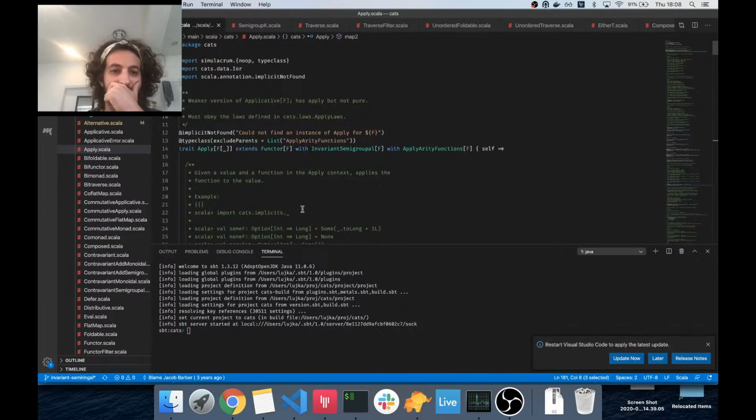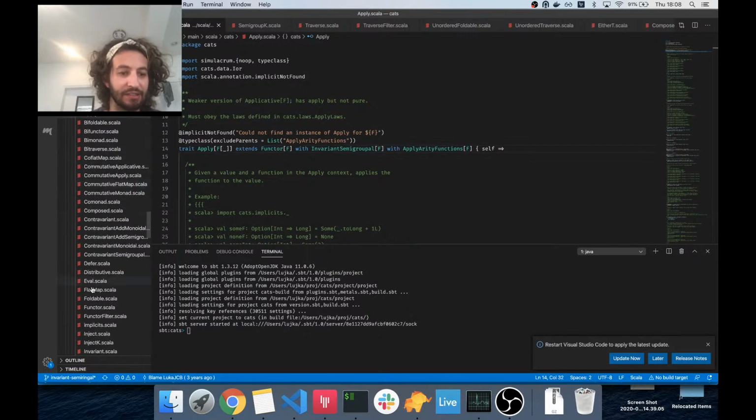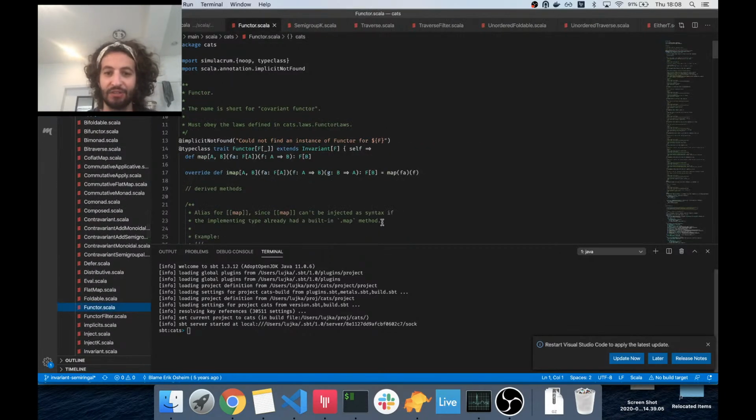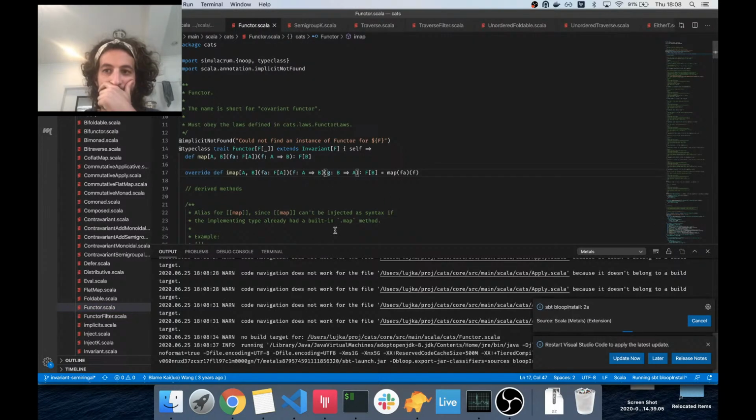Right, and so if you look at apply, it actually extends functor and semigroupal, but not semigroupal, it extends invariant semigroupal, and that is because, for those that don't know, functor, oh no, my IDE isn't working, that's not good. I'm gonna try to import the build, hope that works in time.